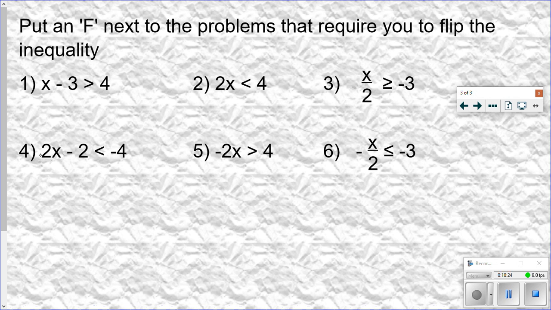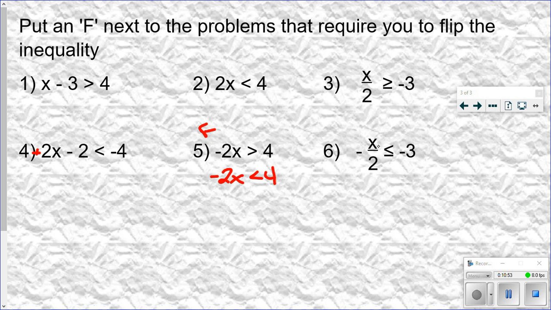Number 4, again, the x is just being multiplied by positive 2. This is a positive 2. Don't look at this minus sign over here. That goes with that 2. So you don't flip that one. Number 5, the x is being multiplied by negative 2. So this is one that I would want to flip. And so again, if you were going to solve this, before you solve it, you should just rewrite it with the inequality flipped. And then you would divide both sides by negative 2.